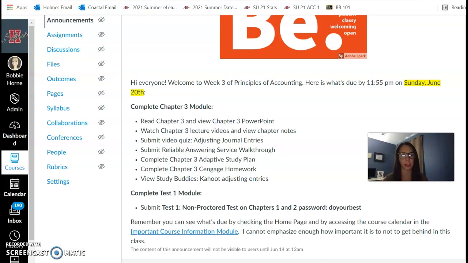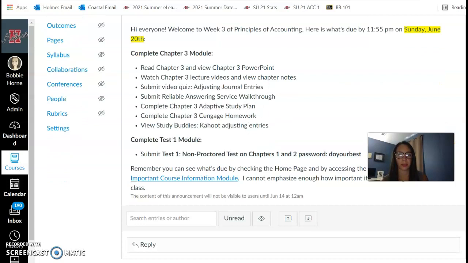So here are all the assignments that you're going to be looking at and completing. Of course, you have the lecture videos. You're going to submit a video quiz, adjusting journal entries. You have a walkthrough assignment that you'll complete. You'll have the adaptive study plan in Cengage and the homework. And then you also have a Kahoot on adjusting entries. And also, you're going to be working on test 1.